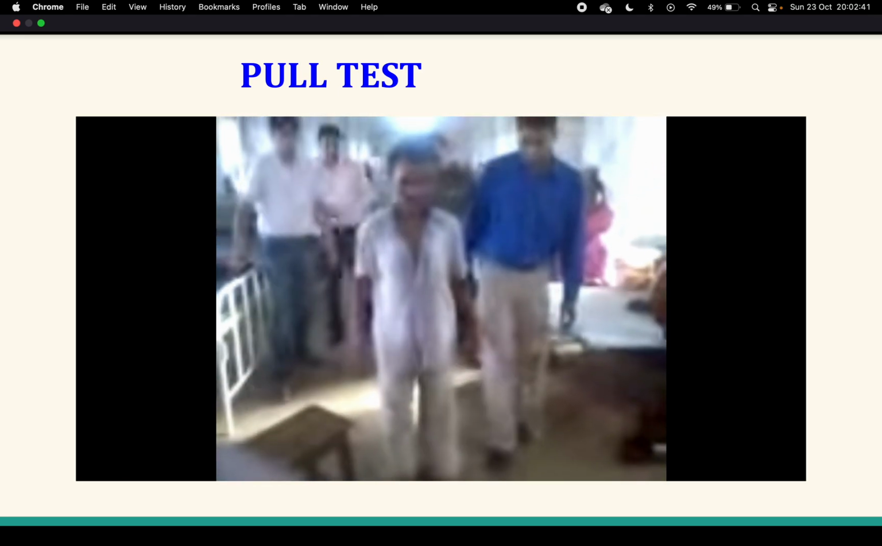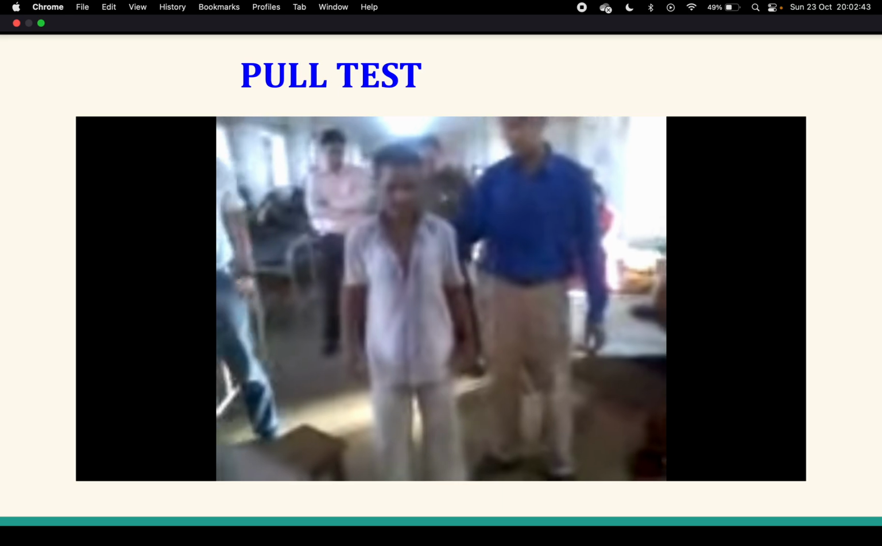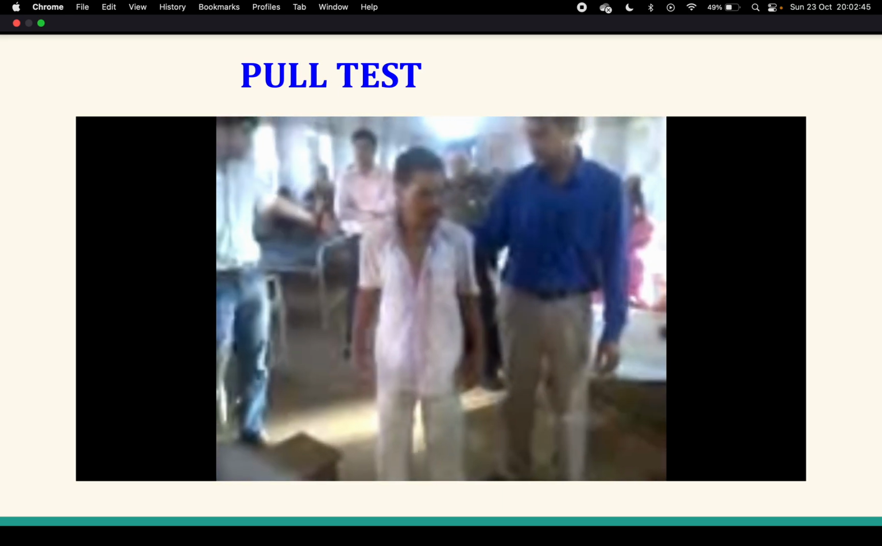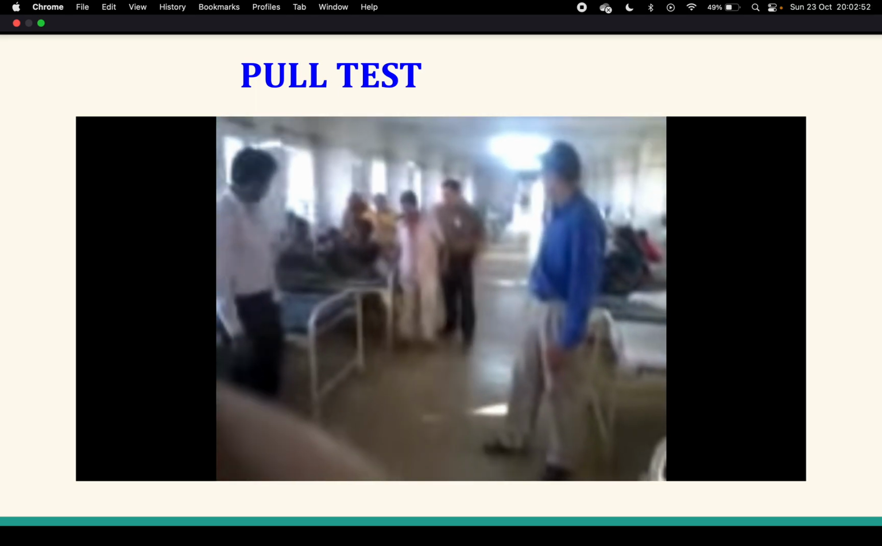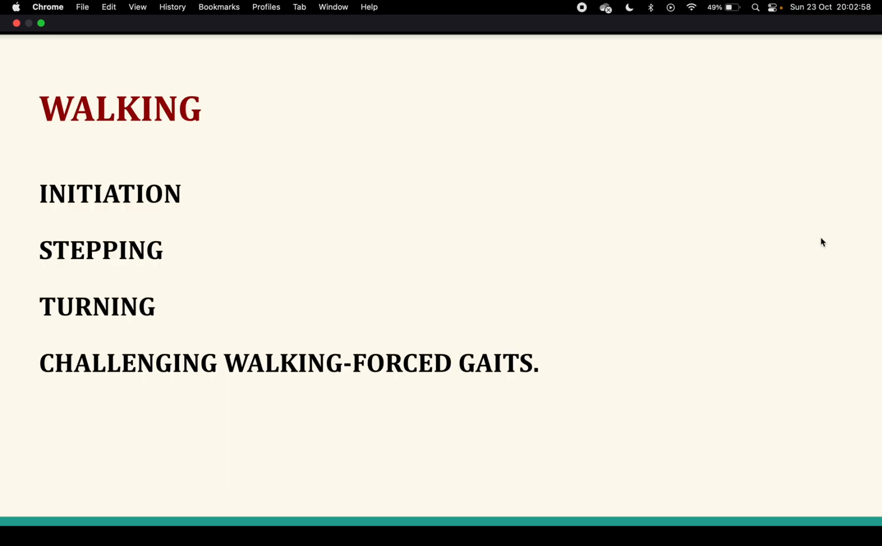This patient is walking normally and suddenly the examiner pulls him backward. If the patient doesn't have proper responses, he will fall with the pull. See, he's taking many steps backward. That means he's unable to stop also. This is retropulsion. Mostly we'll see that in patients with Parkinsonism.